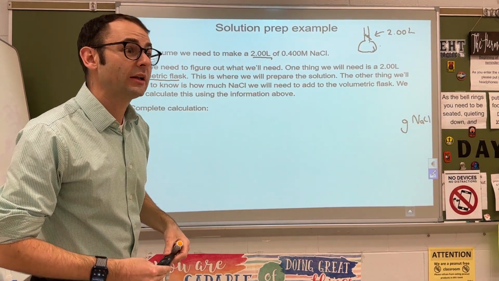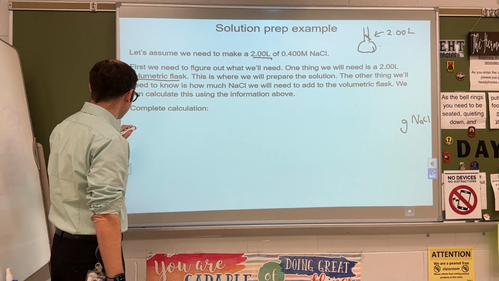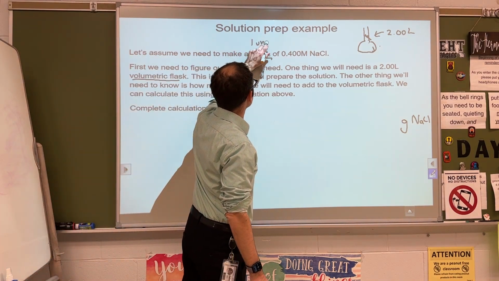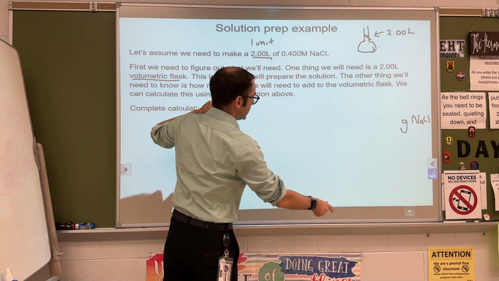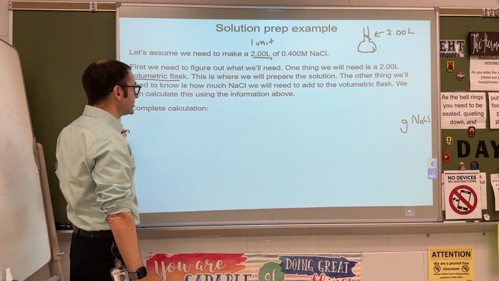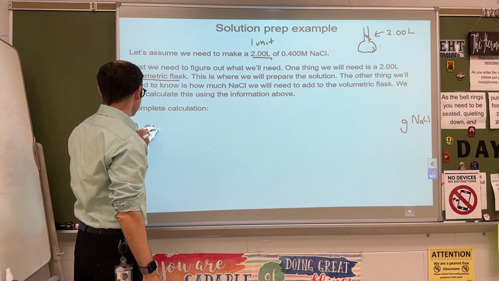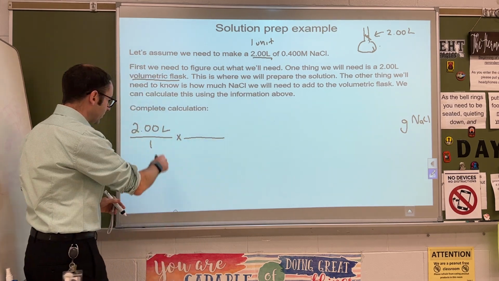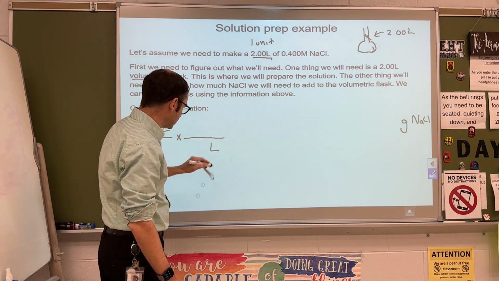Liters. Why would we start with liters? Because it's 1 unit. Yeah, exactly. Liters is 1 unit. Grams is 1 unit. So if you start with 1 unit, you'll end up with 1 unit, right? All right, so let's do that. 2.00 liters. Okay, we know liters are going to go on the bottom so that they cancel out.